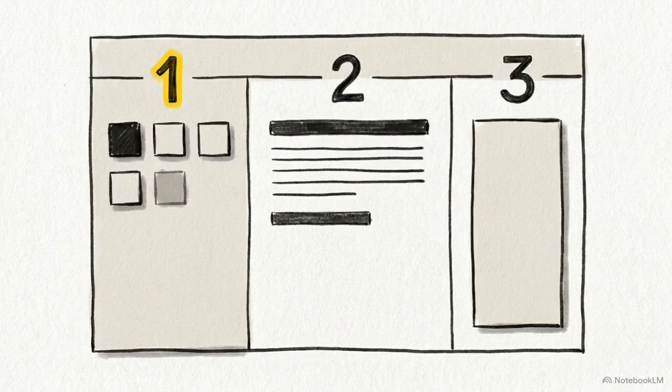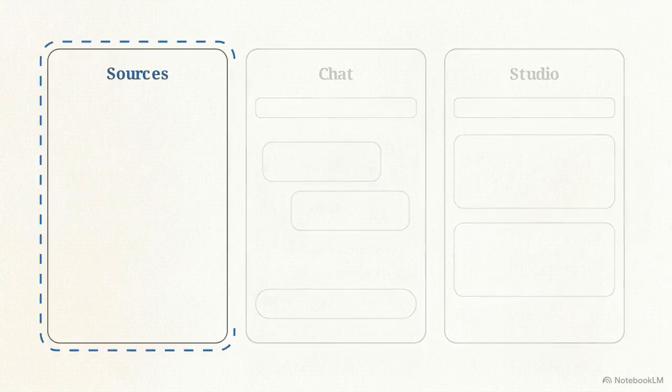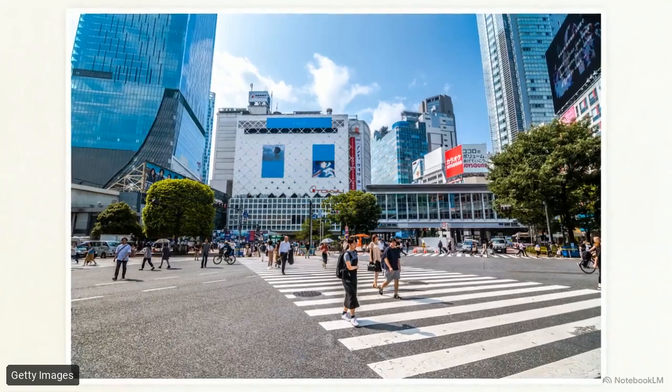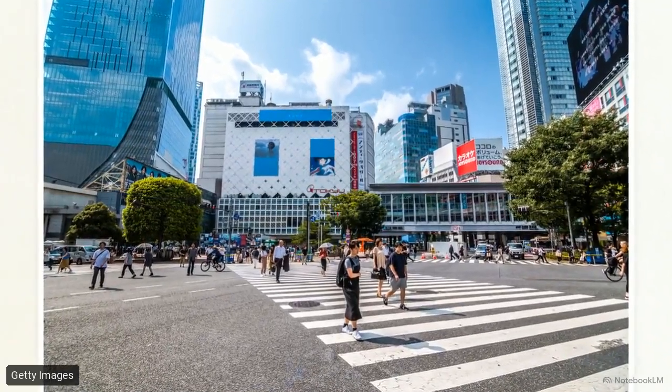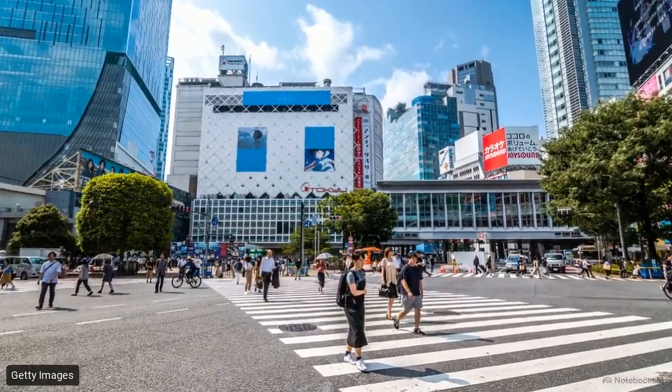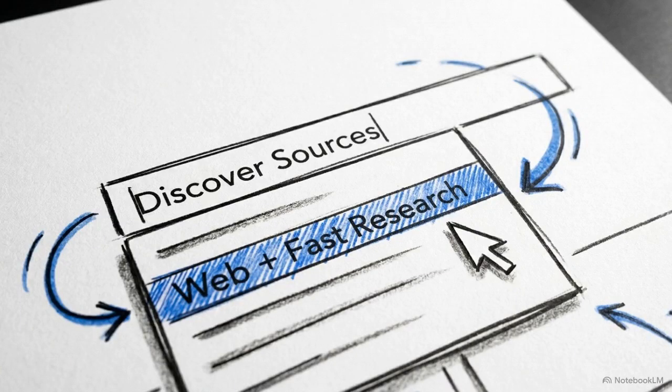Open Notebook LM. The interface uses a 3-column layout that you move through from left to right: Sources, Chat, and Studio. Step 1 is on the left. This is where you upload your foundational documents, like competitor PDFs, internal strategy guides, and pricing spreadsheets. If you are missing specific data, like monthly active users in Japan, you can fill those knowledge gaps directly. Use the Discover Sources tool, selecting the Web plus Fast Research option to pull in those specific regional details.